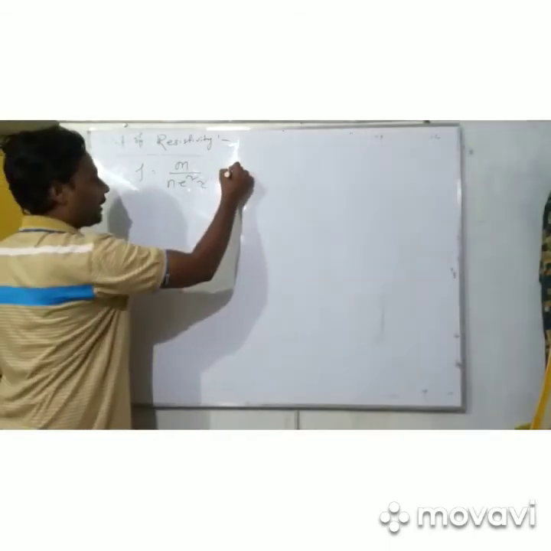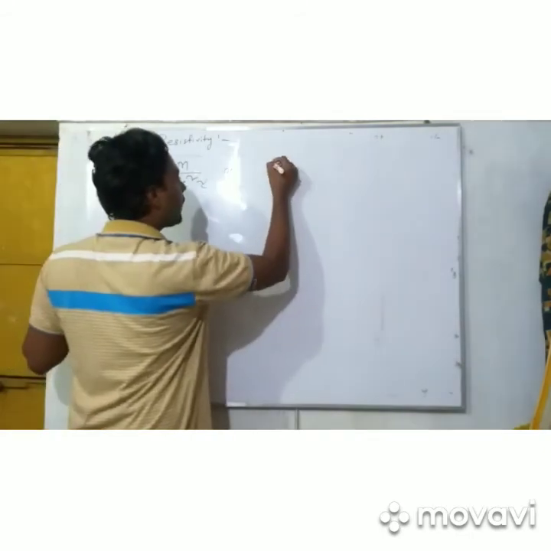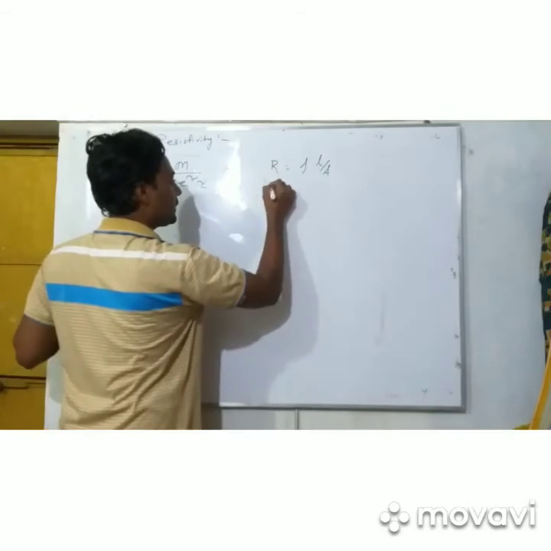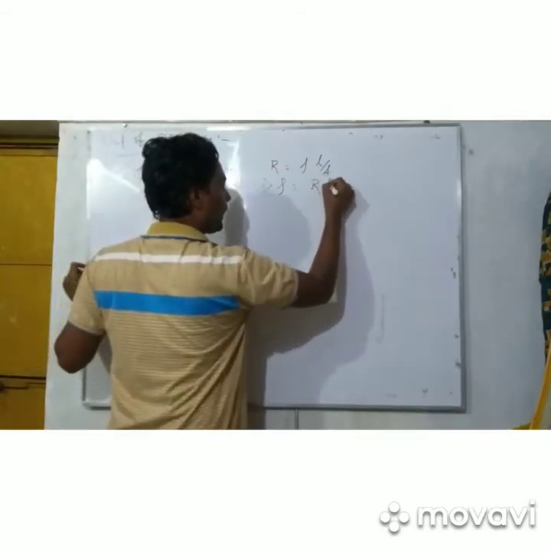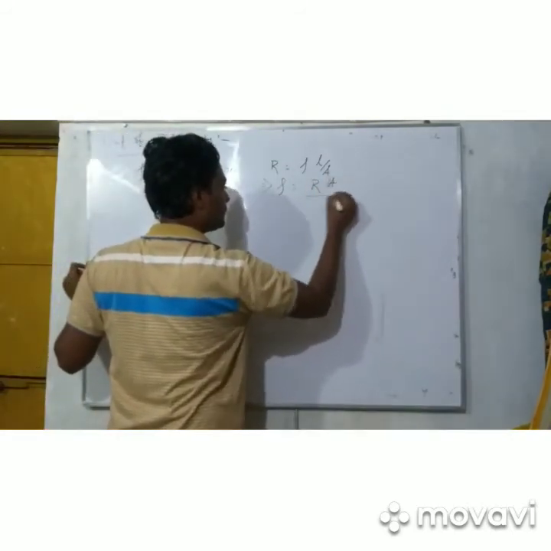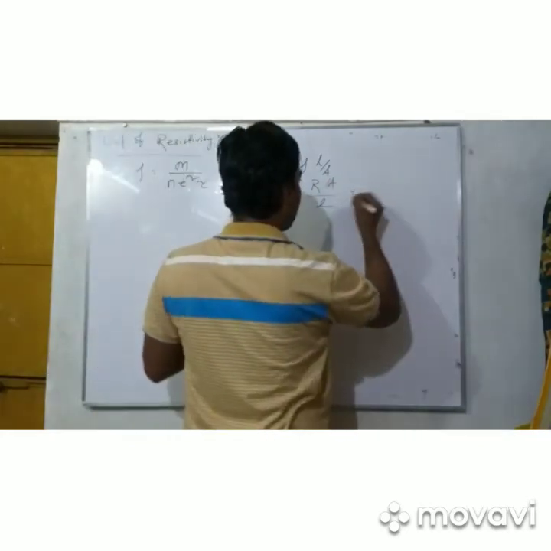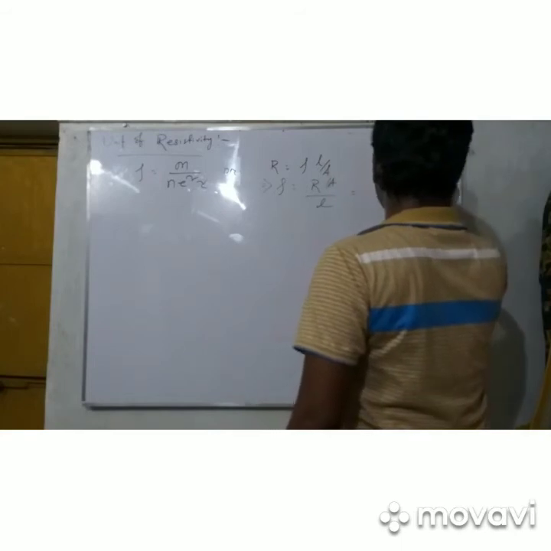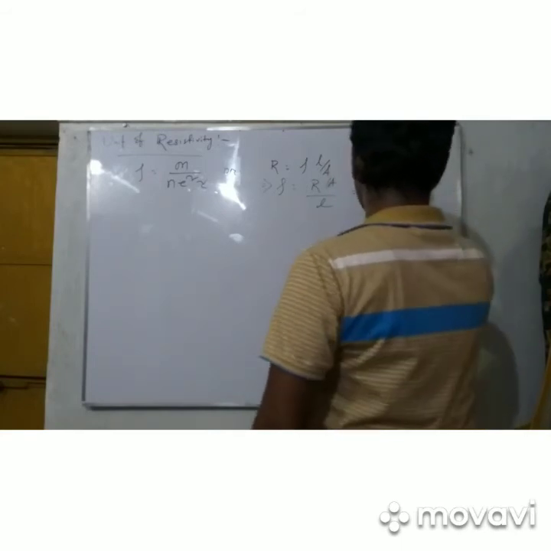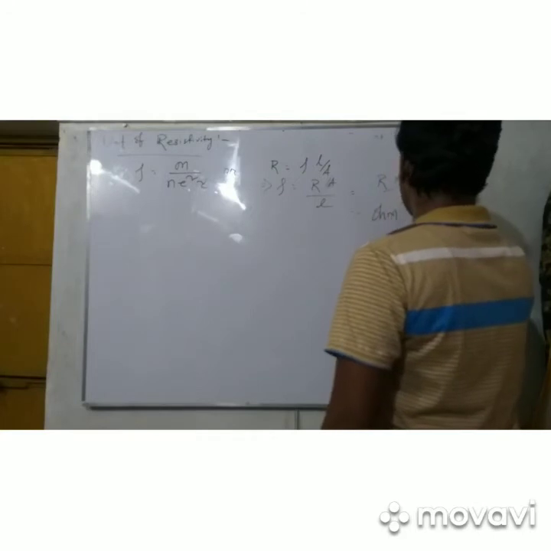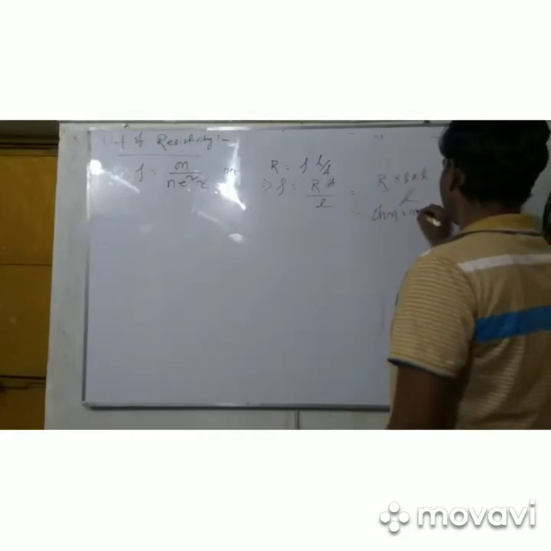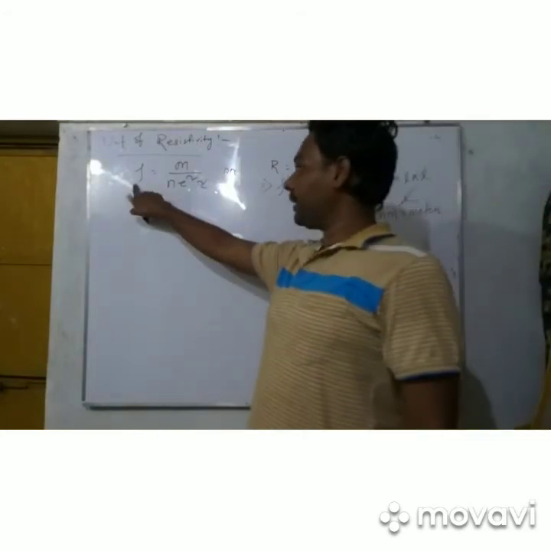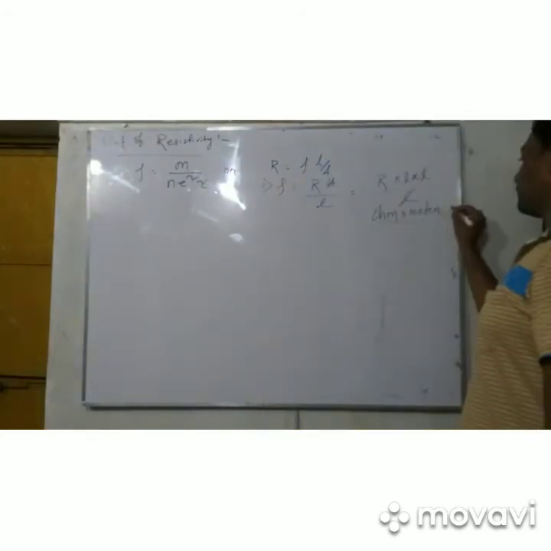Or in another way, R = ρ L / A. That implies ρ = R A / L. Here R is resistance, and area means length times length. Dividing by length, one length cancels out. That's why the resistance unit is ohm, and the unit of resistivity is ohm meter.